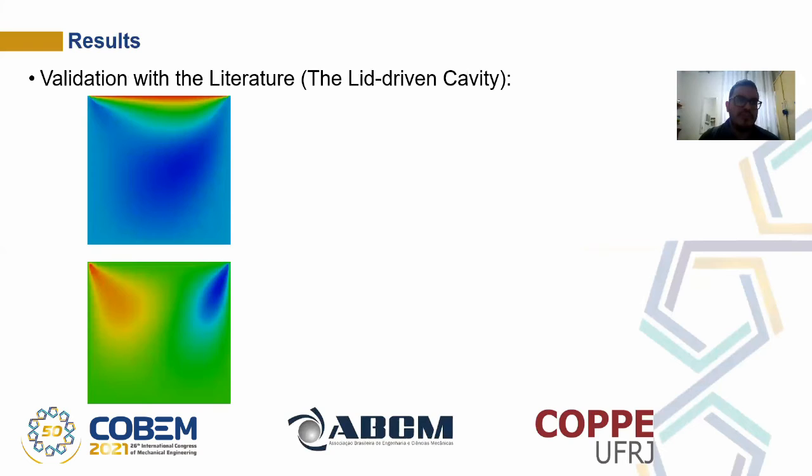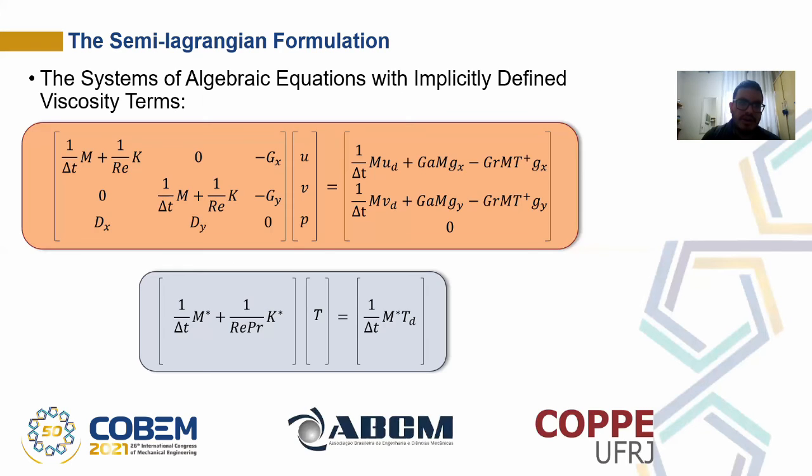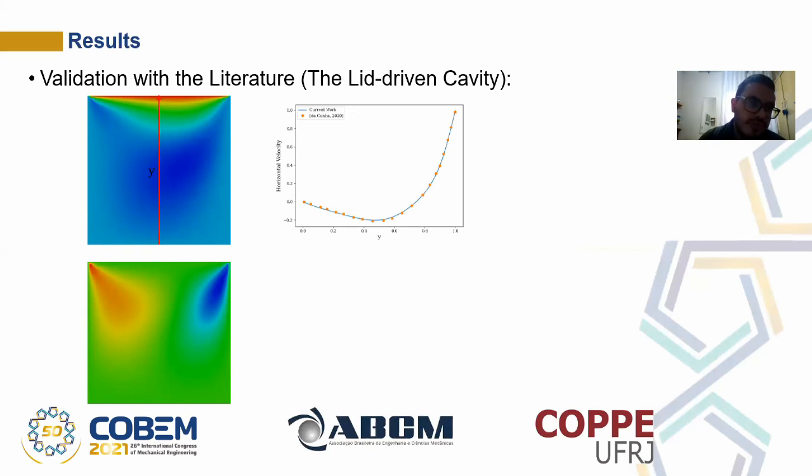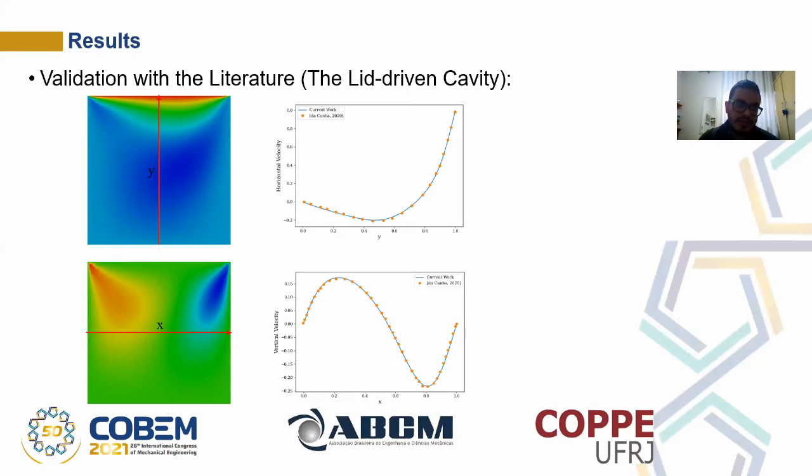Here's the first result as validation from the literature of the lid-driven cavity. We plot a vertical line here, for which we plot the horizontal velocity, and we compare with the literature, and we see that the points are quite close to the ones from the literature. Next, we plot the horizontal line and plot the vertical velocity along that line. And again, we compare with the literature, and results are very encouraging.